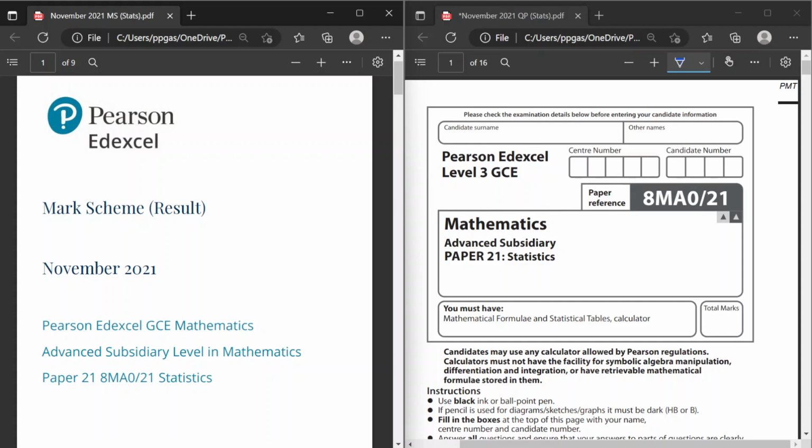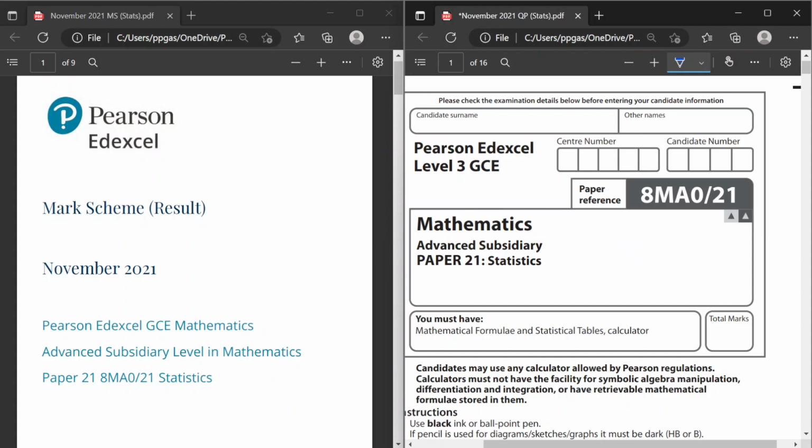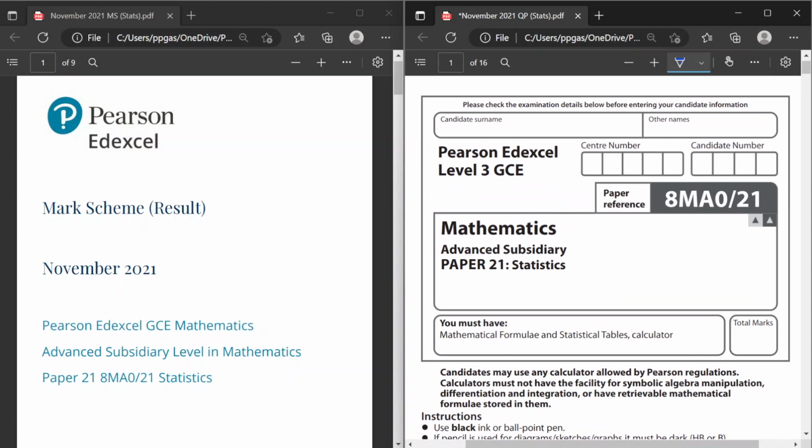I had a bit of a problem last week since I did this stats paper, the 2021 November paper, and I did it all. I was looking through the video, I was editing it, and it turns out the recording software kind of stopped halfway through, so I missed the second half of the paper out. And since I'd already done it at that point, I didn't want to go back and do it again because then I'd know all the questions and it wouldn't really be fair. So I thought instead I would record myself marking it, which I guess is the next best thing.